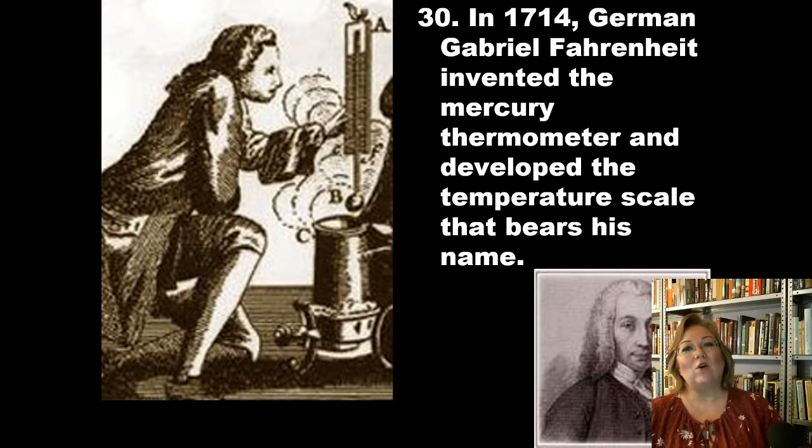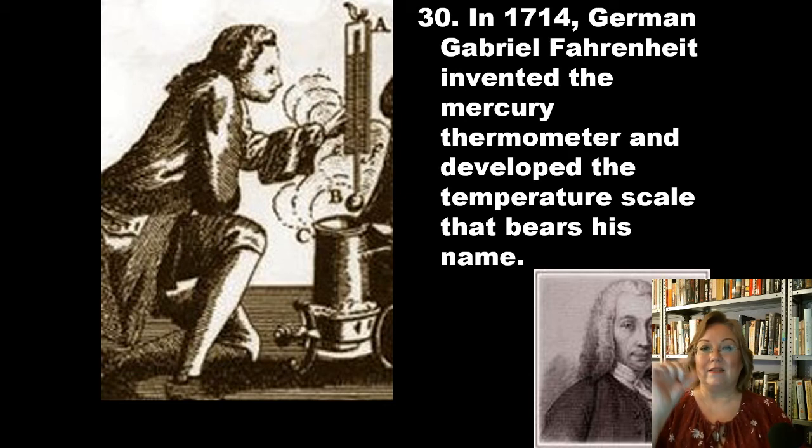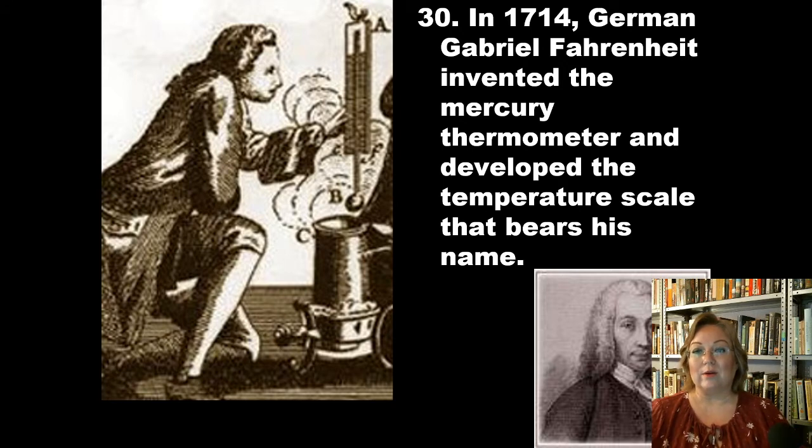Okay, in 1714, a German named Gabriel Fahrenheit invented the mercury thermometer and developed the temperature scale that bears his name. Before that, there was a Galilean thermometer that used little weights and pressure in a tube, but Fahrenheit used mercury. The mercury would rise with a higher temperature and lower with a lower temperature. And he also developed the temperature scale that we still use today. In the United States, we use Fahrenheit quite often for temperatures.